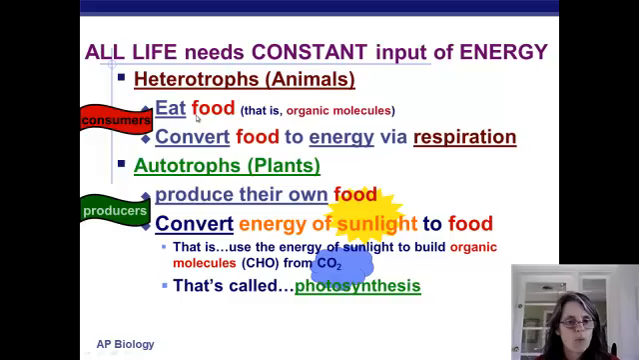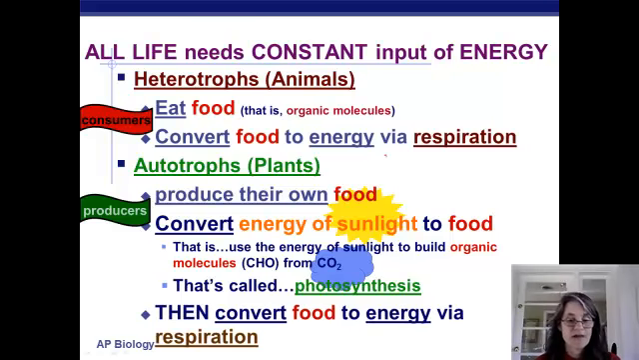Now, we convert the food molecules we eat to energy by way of respiration. They do the same thing. They convert their food that they have in their cells to usable energy by way of respiration. The only difference between heterotrophs and autotrophs, between autotrophs and us, is that they can make their own food. We can't. Either way, the food that is either obtained from the environment or made in their tissues has to be broken down and used to make ATP.